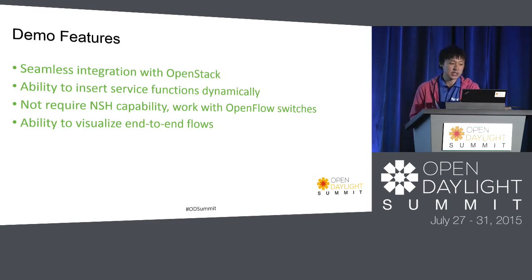The second point is the ability to insert service functions dynamically. The VTN Manager provides a kind of intent-based policy, so you can easily change the network policy and insert service functions dynamically. The third point is that the VTN feature does not require NSH capability. It means that you don't need to buy NSH capability to deploy your environment. The VTN feature just works with OpenFlow switches. The fourth point is the ability to visualize end-to-end flows. Not just listing flow entries in each switch, the VTN Manager can list end-to-end flows from host to host. I will show you how the VTN feature visualizes end-to-end flows later in this demonstration.